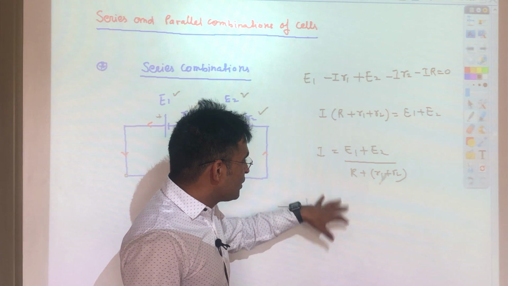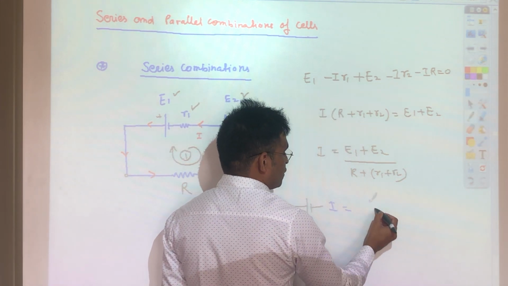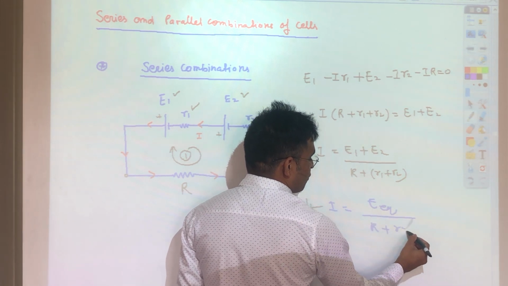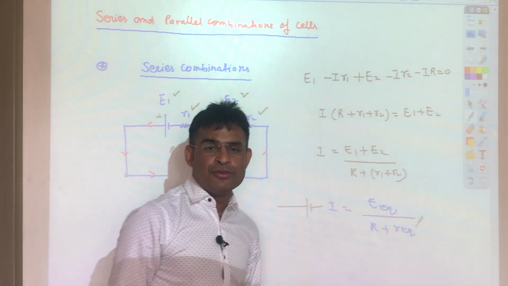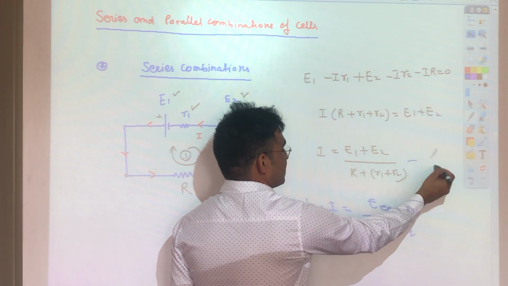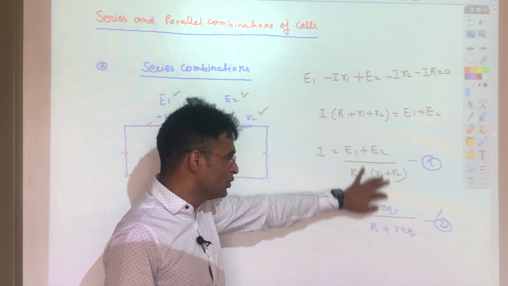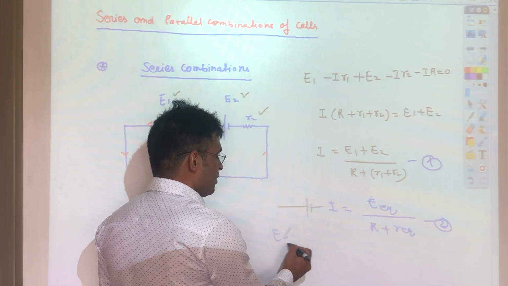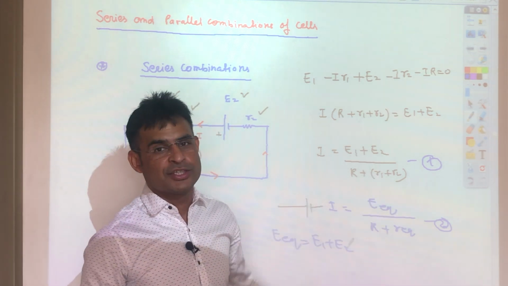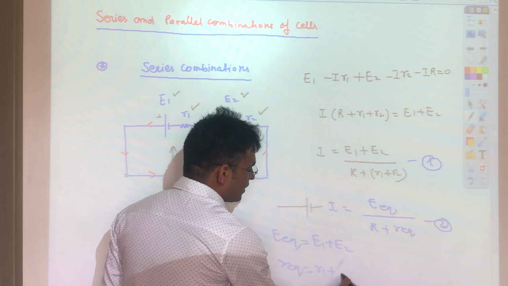Okay. Now, after solving this, if I compare this expression with E equivalent divided by R plus R equivalent, you can see if I compare the blue color and black color equations, first and second, what is E equivalent? E equivalent will be equal to E1 plus E2, and R equivalent is equal to R1 plus R2.